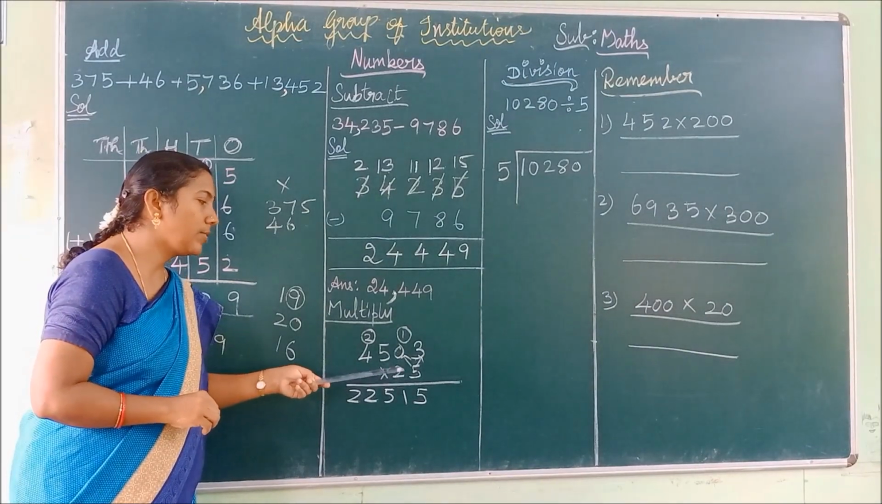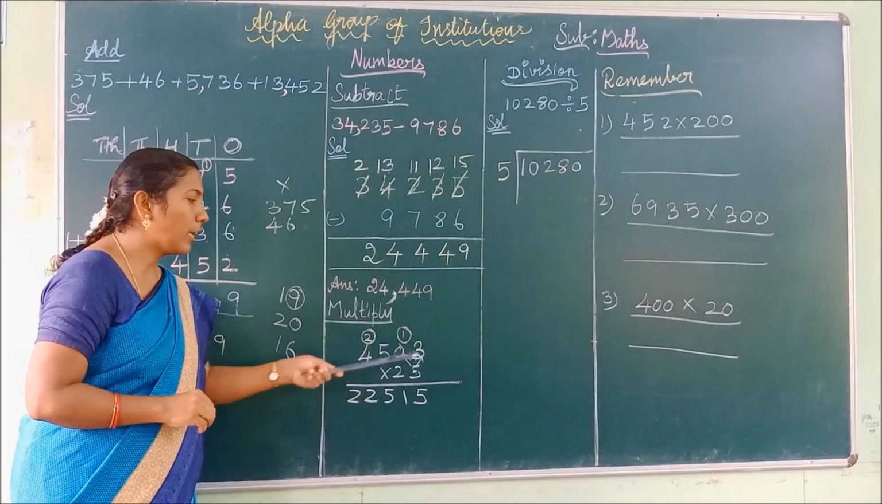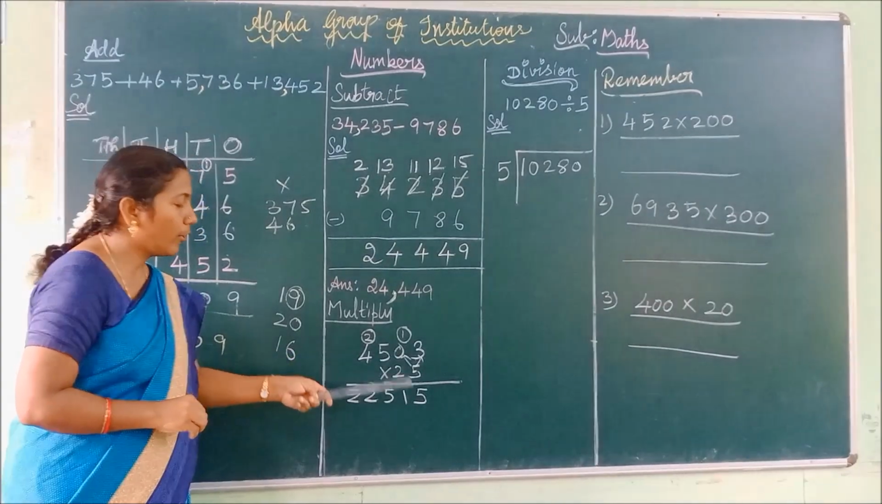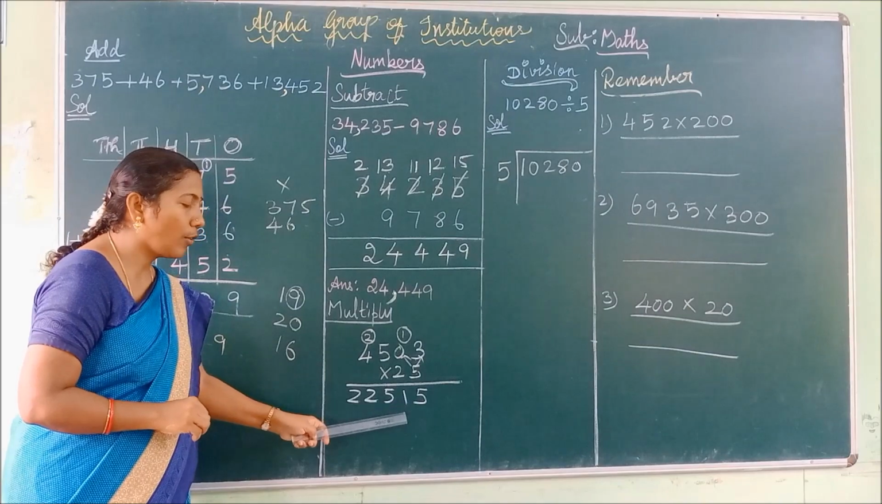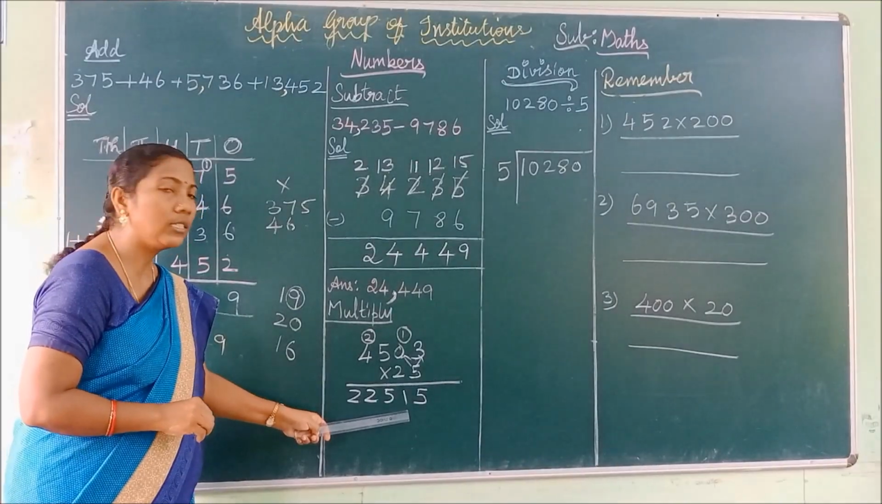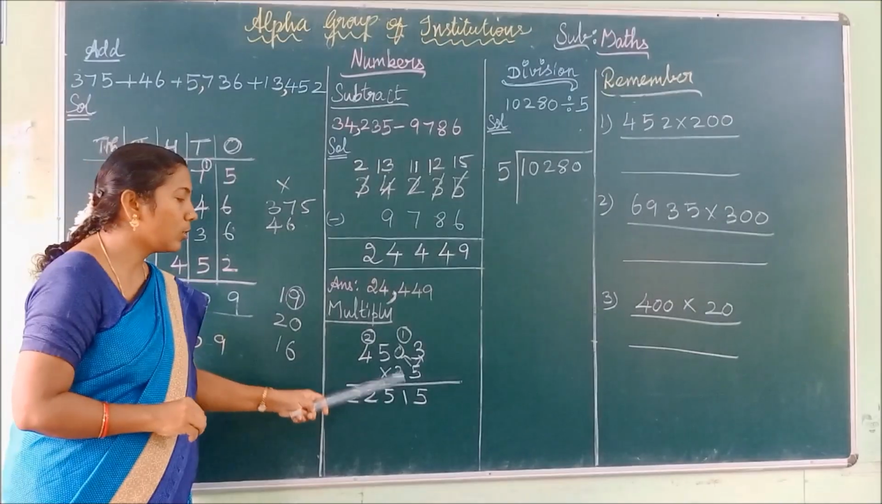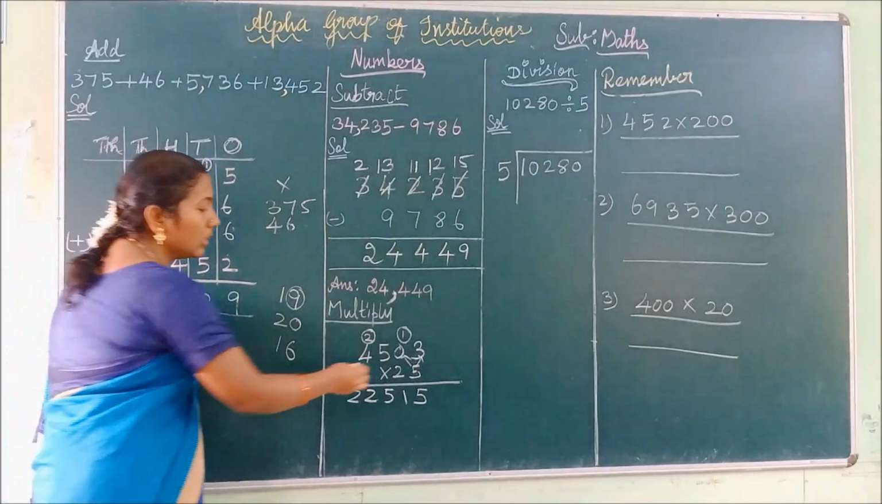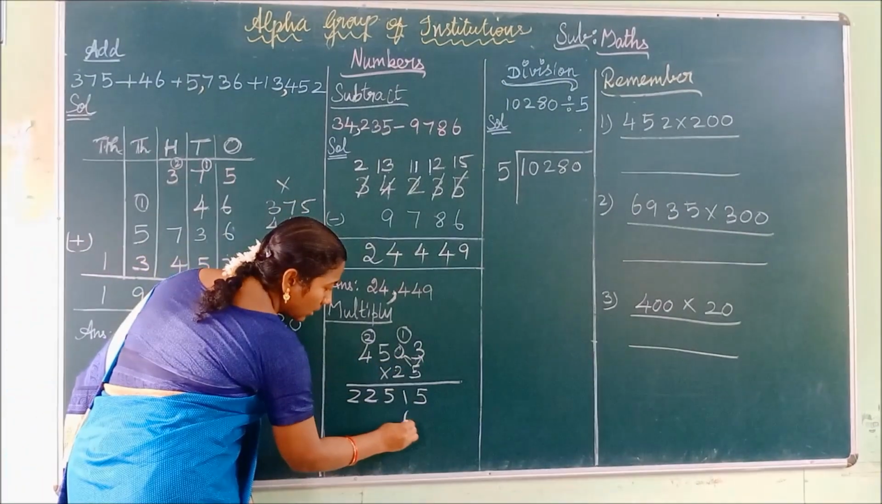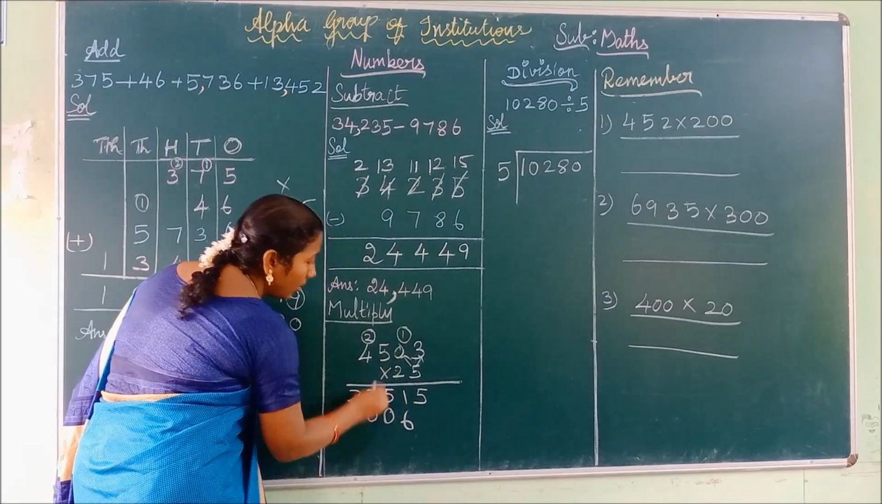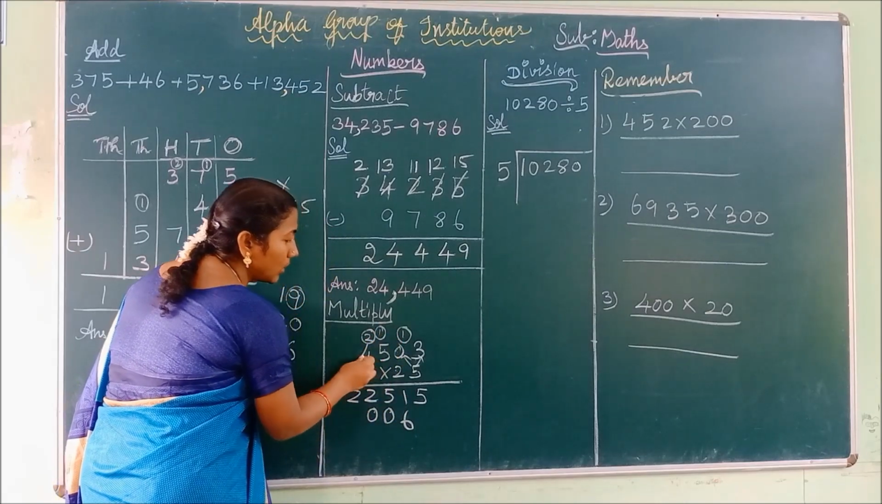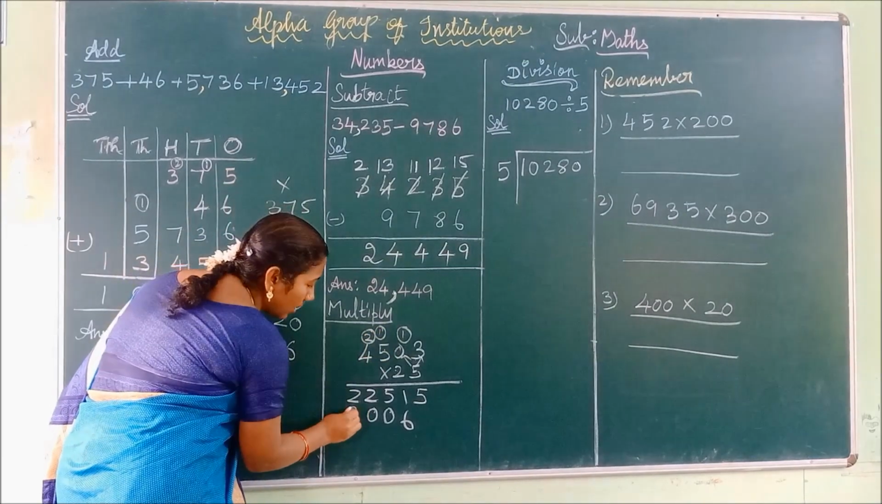Next we are going to multiply this number by the number in the tens place. In the tens place we have the number 2. While you are multiplying this number by 2, while you are writing the number, you have to leave one place and then start to write the number from the tens place. Okay, this is the rule for multiplication. So multiply this number by 2. 3 2s are 6. 2 into 0, 0. 5 2s are 10. Remainder 1. 4 2s are 8. 8 plus 1, 9.